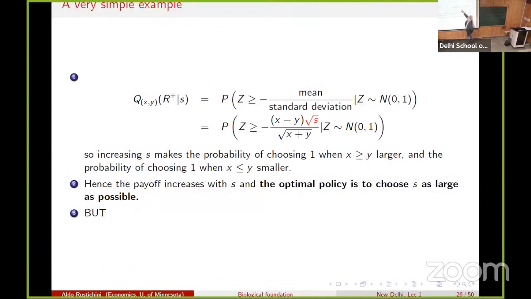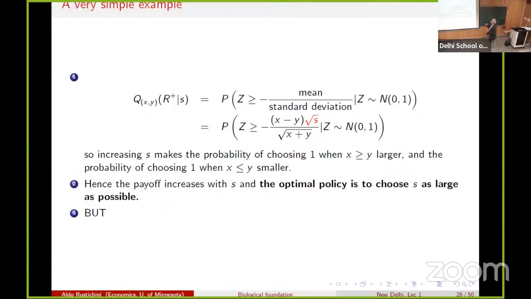Using the property that I reminded you of from Poisson processes, you get that this is the standard normal, mean 0, standard deviation 1. The probability of making the right choice is this probability. You can choose the S. How do you choose the S? As large as possible.